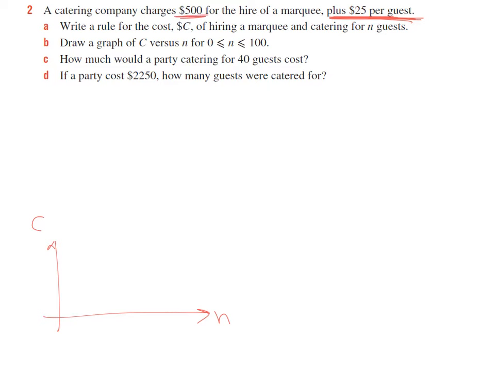Now it's also telling us it costs initially $500. So before we have any guests, we're paying $500. So if N equals 0, we've got 500 here, at 0 and 500. Now if it's $25 per guest, if we have one guest, then we are going to be at 1 and 525. And that's it. So there is our graph already.